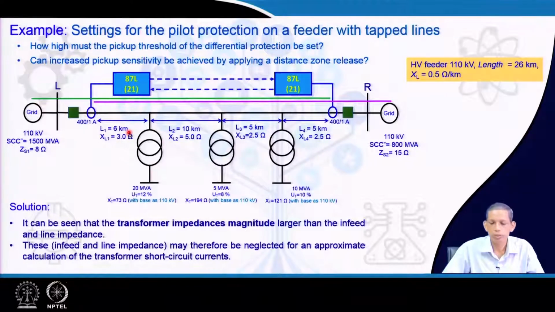So, the transmission line is 26 kilometers, and XL is 0.5 ohm per kilometer. 26 into 0.5 is the corresponding positive sequence impedance of the line, which gives around 13 ohm or so. As compared to that, the corresponding transformer impedance is much higher.